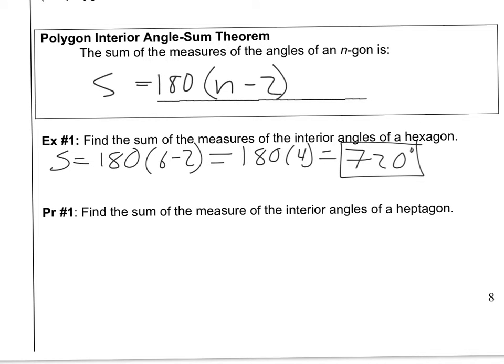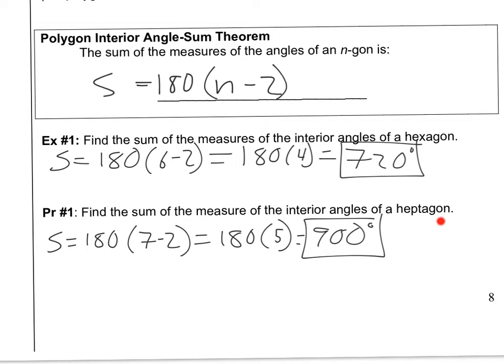So I want you to use the same formula. See if you can find the sum of the measures of the interior angles of a heptagon. Use the chart up here to figure out how many sides a heptagon has. Go ahead and try that on your own, pause the video, and you'll check your answer in just a second. Okay, so hopefully you saw a heptagon has 7 sides. So you do 180 times 7 minus 2, which is 180 times 5, which is 900. So the sum must be 900. Let's go on to the next page.